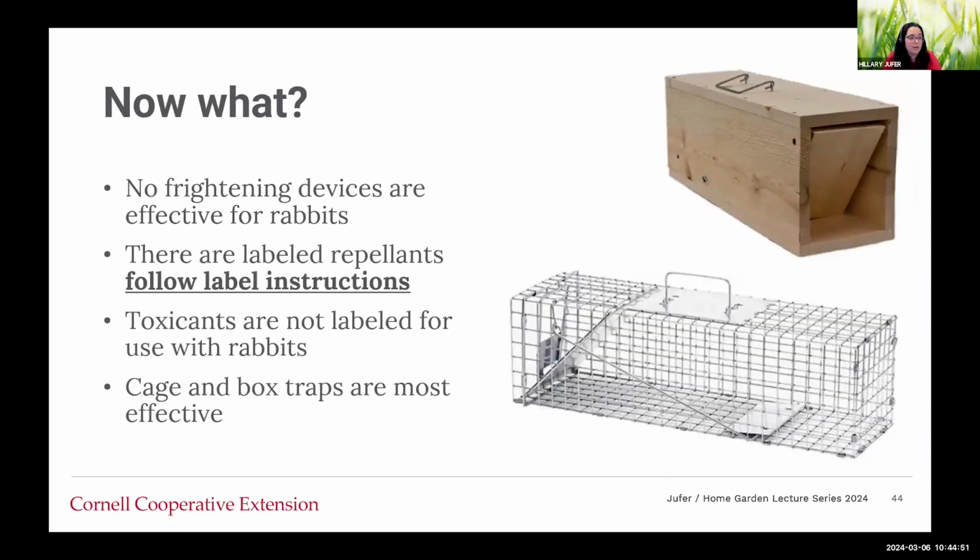Now, no frightening devices are effective for rabbits. There are labeled repellents. Again, they said that the capsaicin works well, but there's no research to back that up. That's just something that they noticed while doing research. Toxicants are not labeled for use on rabbits, and box traps are really effective. Again, they like apples, so you can bait with apples, but you cannot take them off of your property. They found that relocating is not effective, but again, without having a license, you cannot physically move something off of your property. So there's that too.